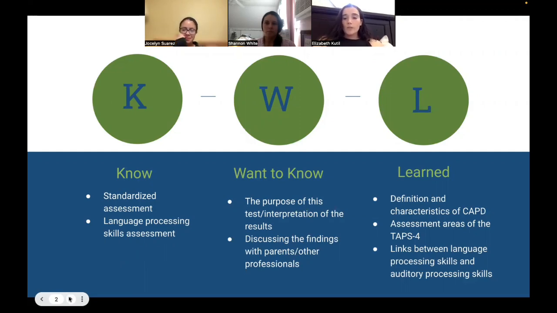What we will learn from this presentation is the definition and characteristics of central auditory processing disorder, as well as the assessment areas of the TAPS 4, and the links between language processing skills and auditory processing skills.